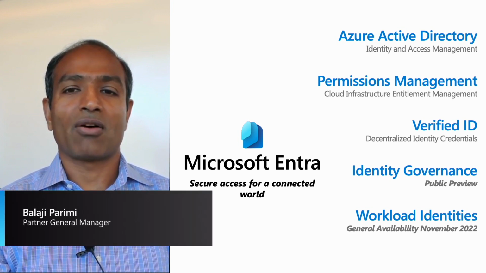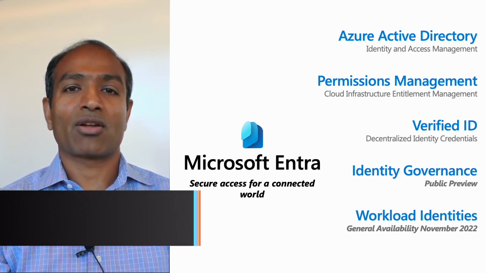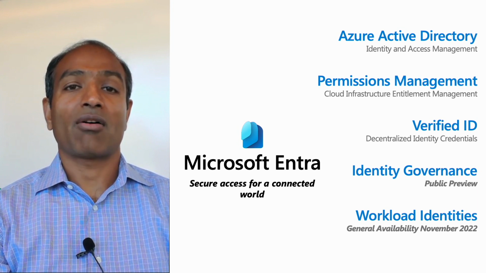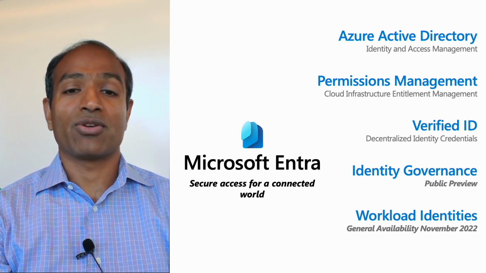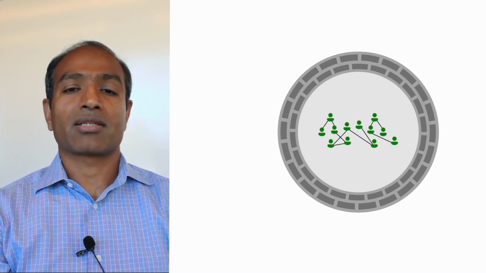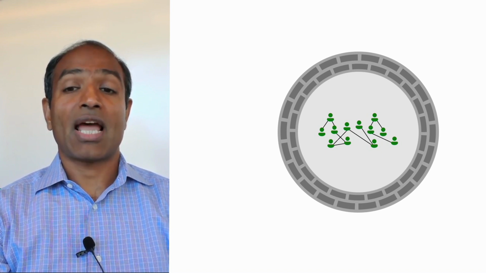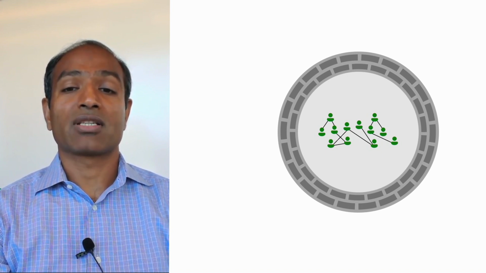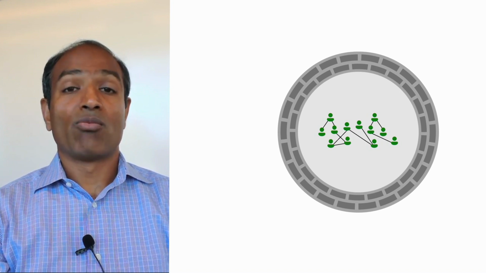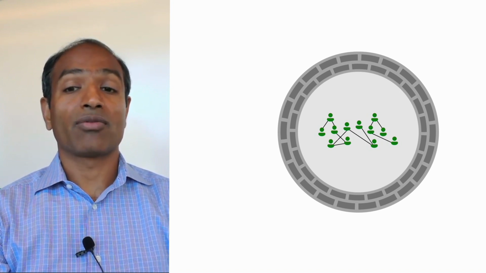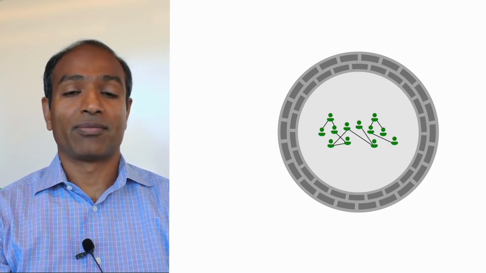Hi, I'm Balaji Parimi. I'm the founder of CloudKnox, which became Microsoft Entra Permissions Management, our cloud infrastructure entitlement management solution. In the past, most of the ID infrastructure and apps of an enterprise were in the confines of a well-defined perimeter. Most identities were human identities, and all of them were operating within this perimeter.